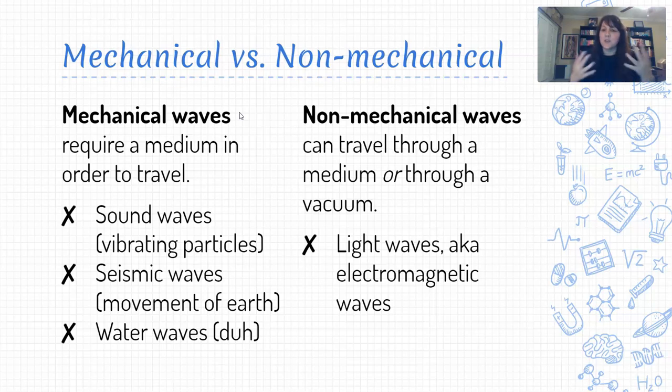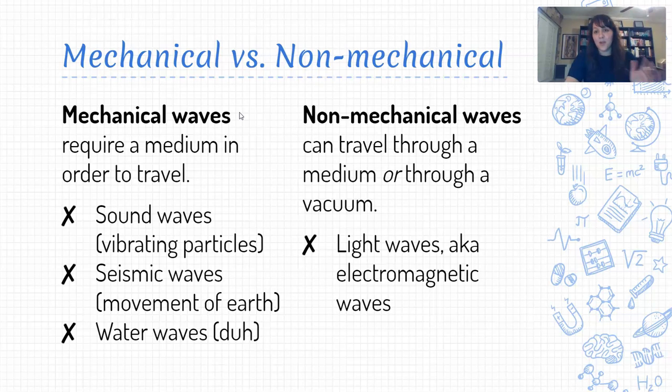So light waves are capable of traveling through a medium. So light can go through water, through air, but it can also go through the vacuum of space, which is good because otherwise Earth would be a very sad, dark, cold, dead place. So yay for light being a non-mechanical wave.